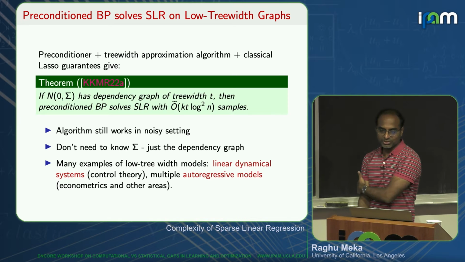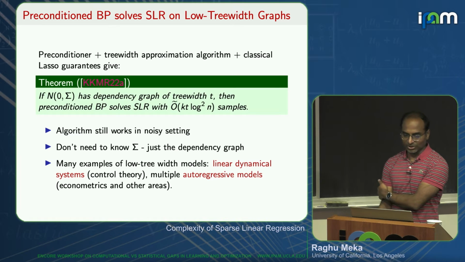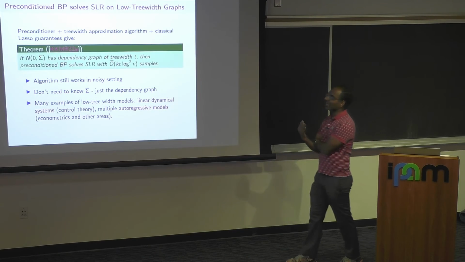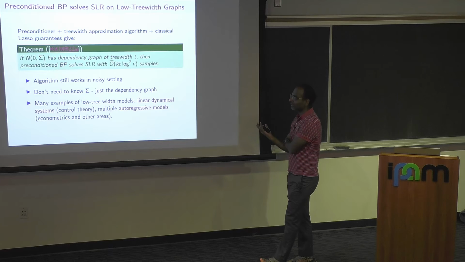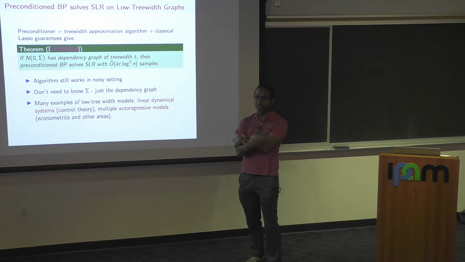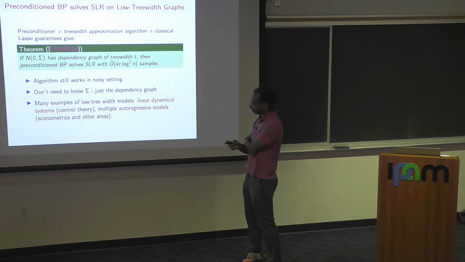So you put things together, again, you get k times t times log squared n, right? And low tree width models are models where you have this small separator. They show up a lot in linear dynamical systems, in autoregressive models where I don't go all the way back in the past, but maybe I have a small window. There are also structural causal models, which fall into this category and so on. We just need the dependency graph, as I said.